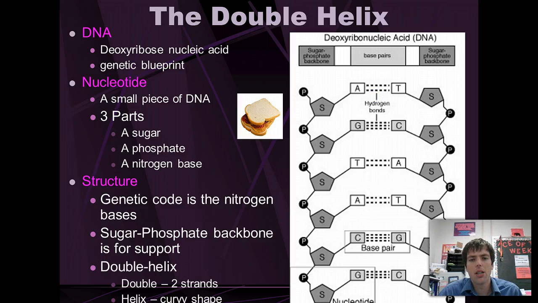Another way to describe DNA is to call it a double helix. Double because there's 2 strands, one on this side and one on this side, and a helix because of the twisty shape of DNA.